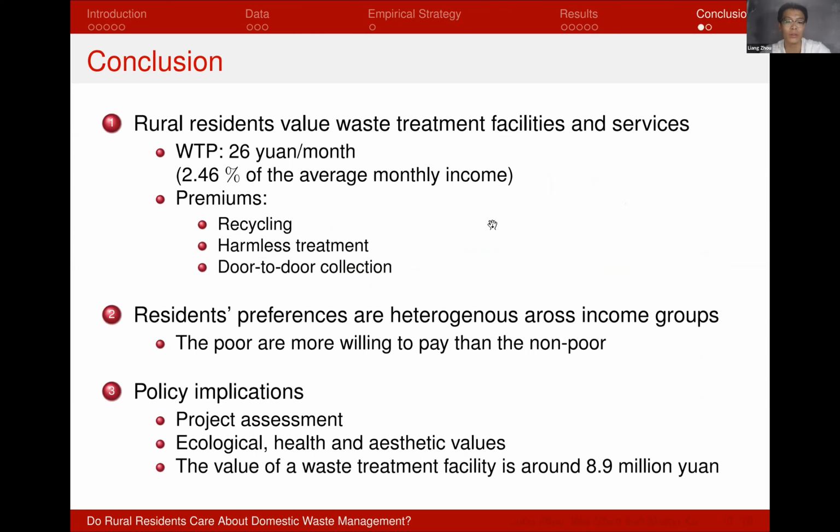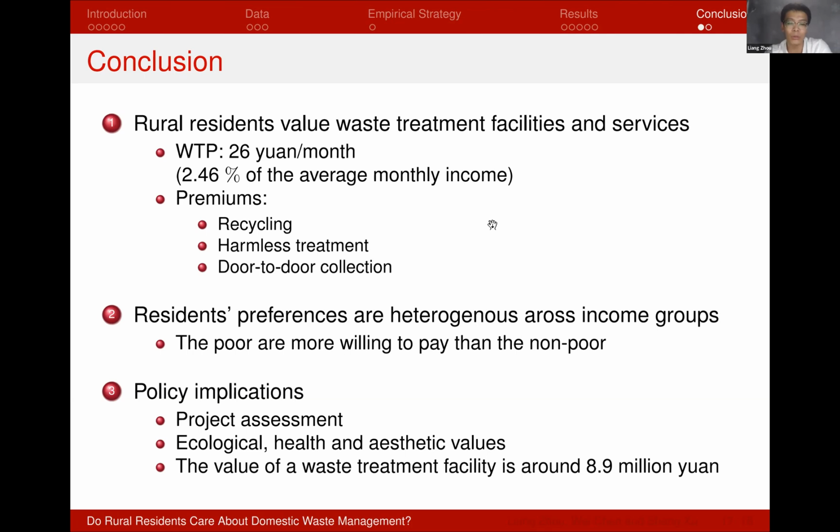In short, the rural residents who are accustomed to the dirty environment in the public stereotype do care about the environmental quality. With the hedonic price method, this paper estimates that rural residents are willing to pay about 26 yuan per month for domestic waste disposal. That is about $3.9 US, accounting for about 2.5% of their monthly income.